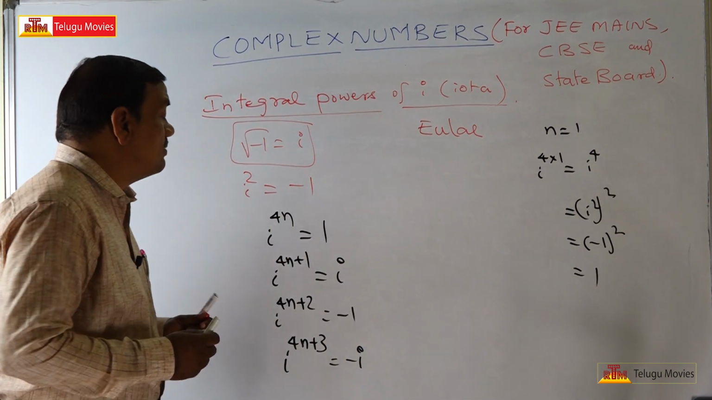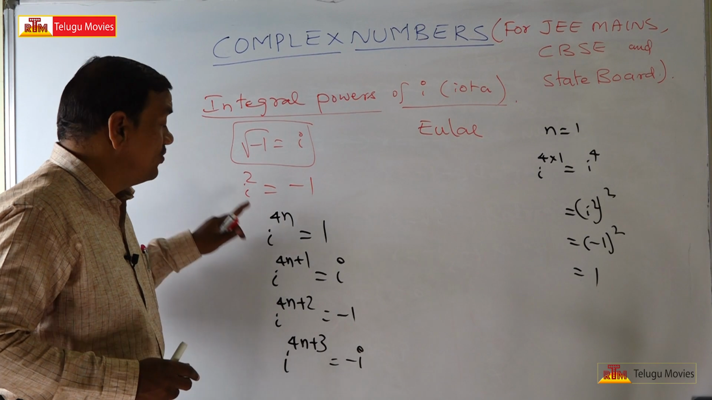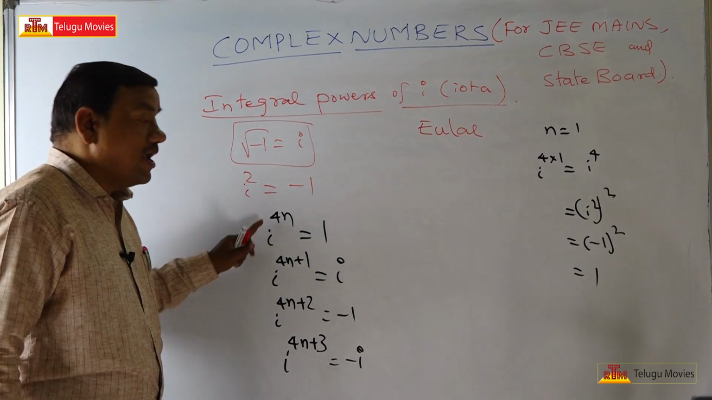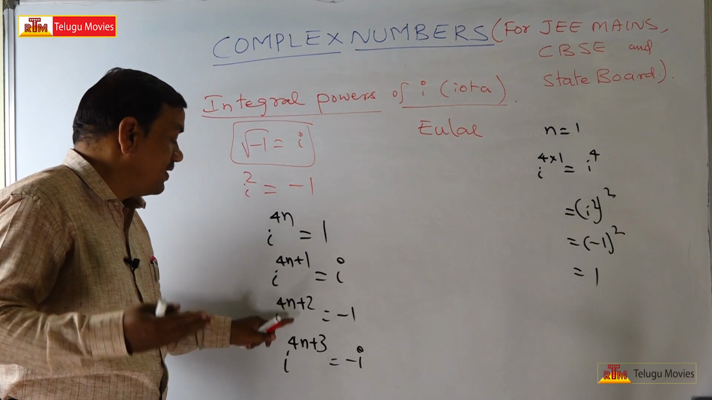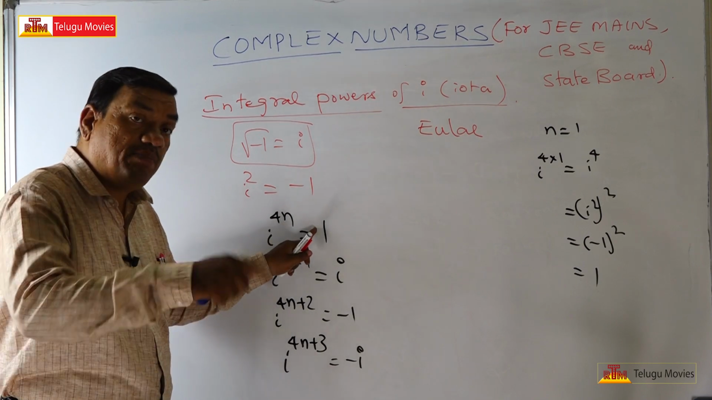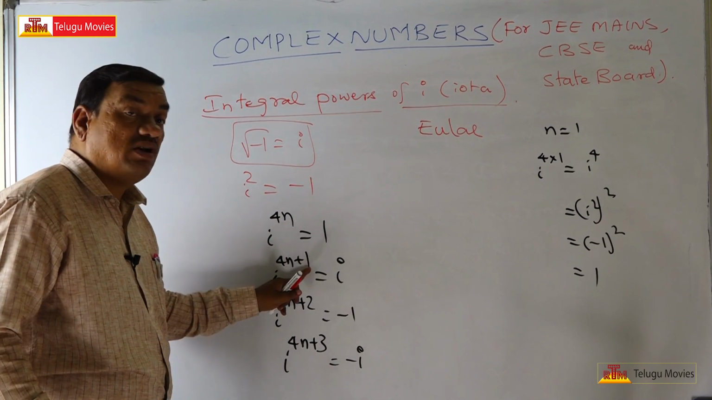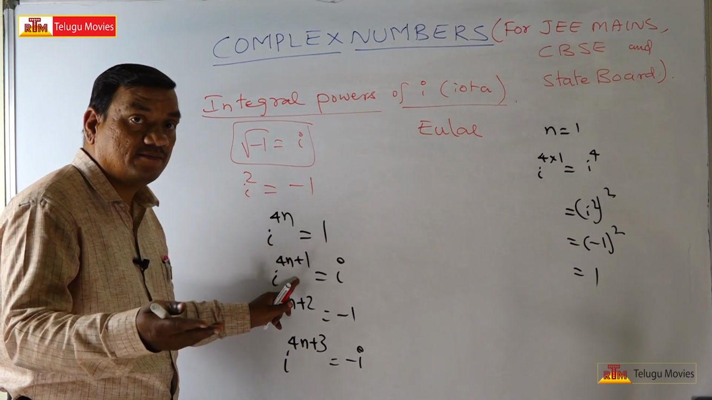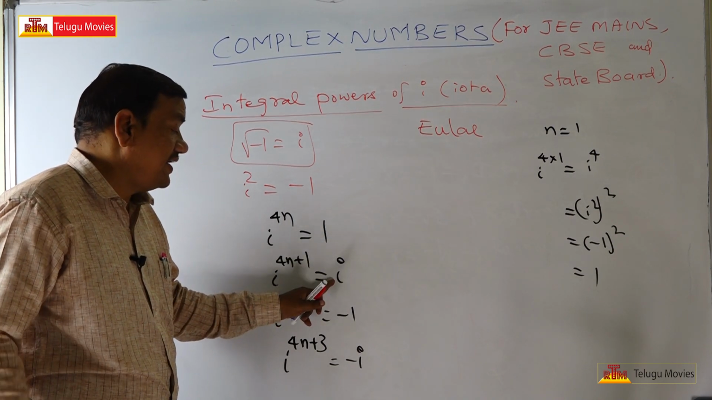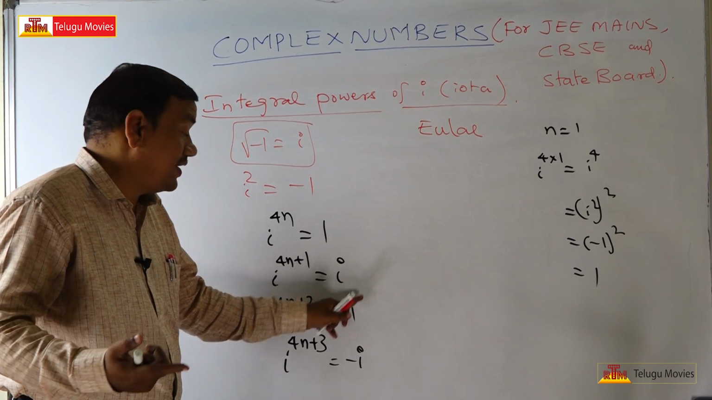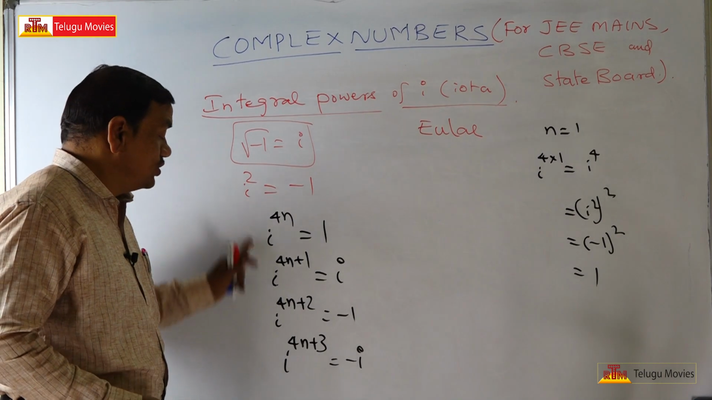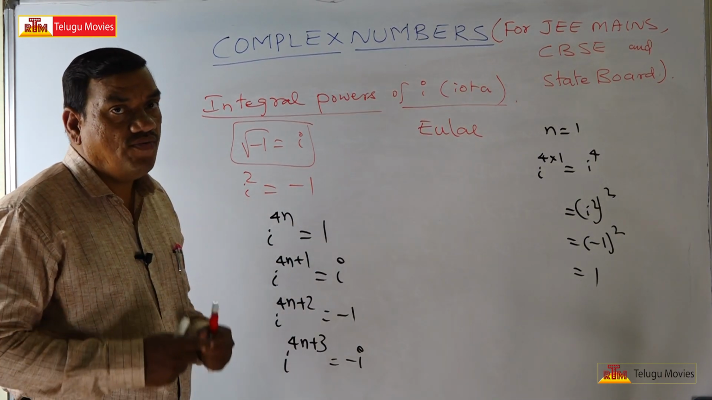Sir, how to remember these values? If you know one number, the remaining three are very easy to remember. i power 4n, 4n plus 1, 4n plus 2, 4n plus 3. First, starting is 1, multiply with i. i power 4n plus 1 means i power 4n into i power 1. You multiply with i: 1 into i is i, into i square is minus 1, minus 1 into i is minus i. Understand? So these are the integral powers of iota.